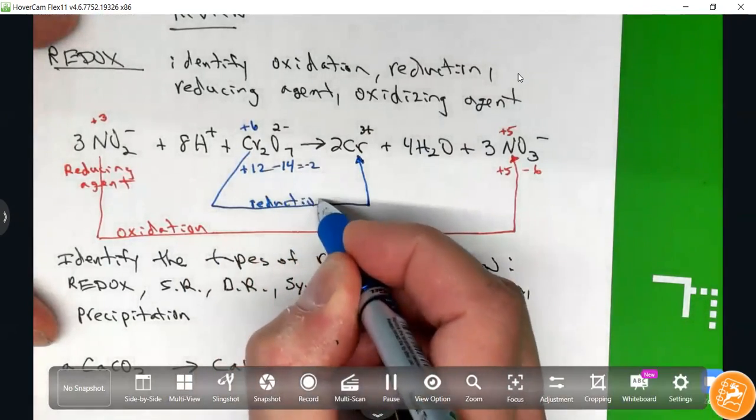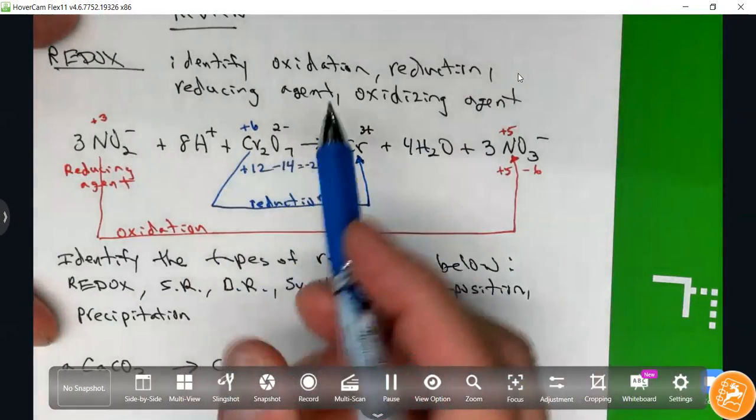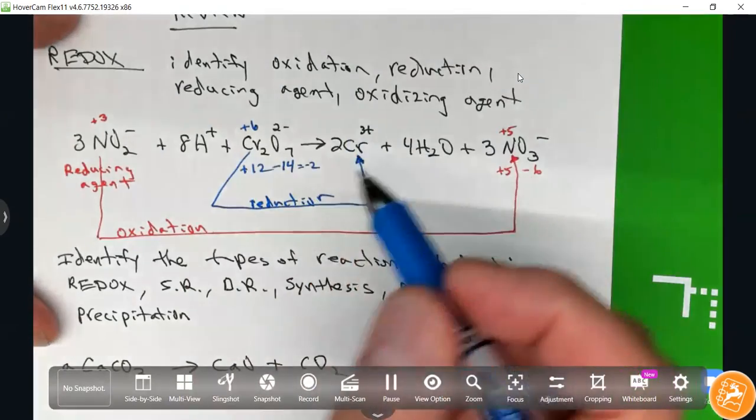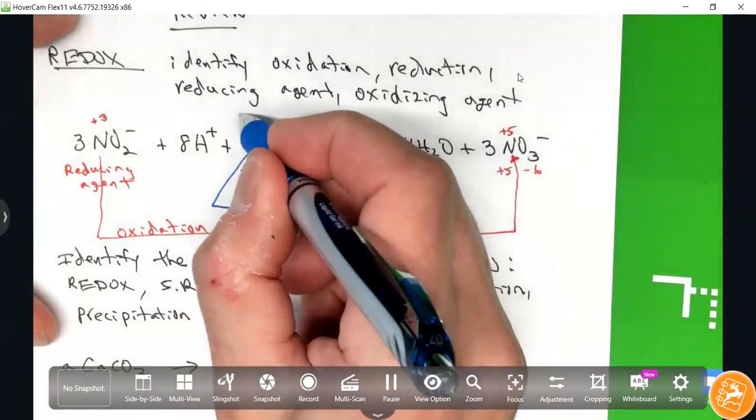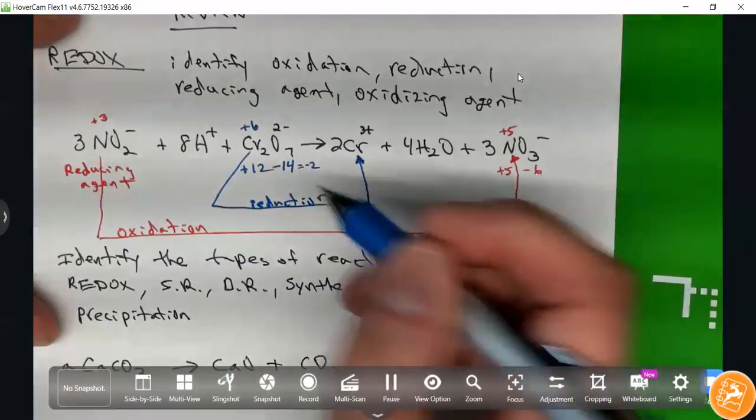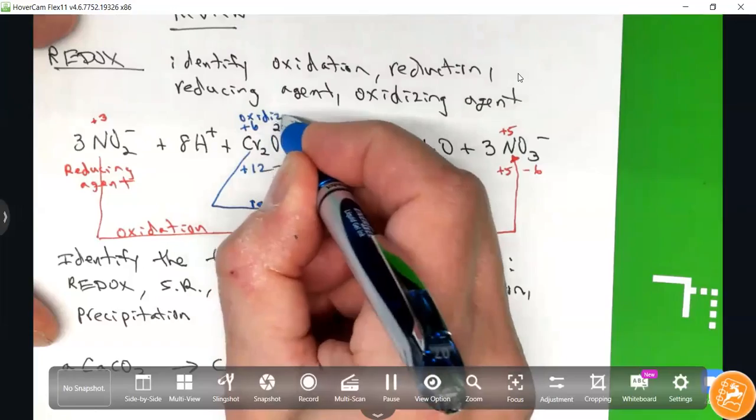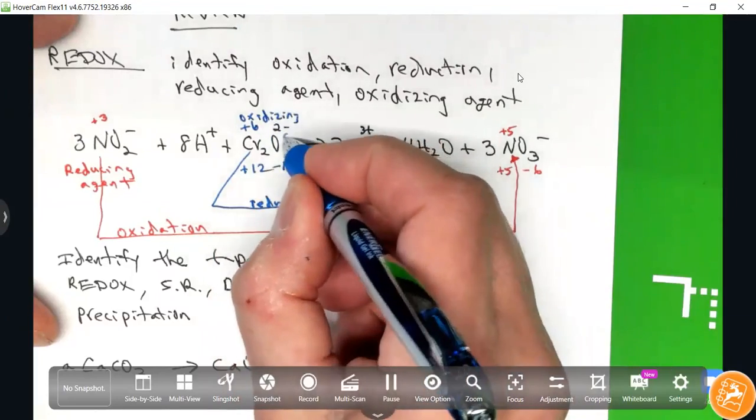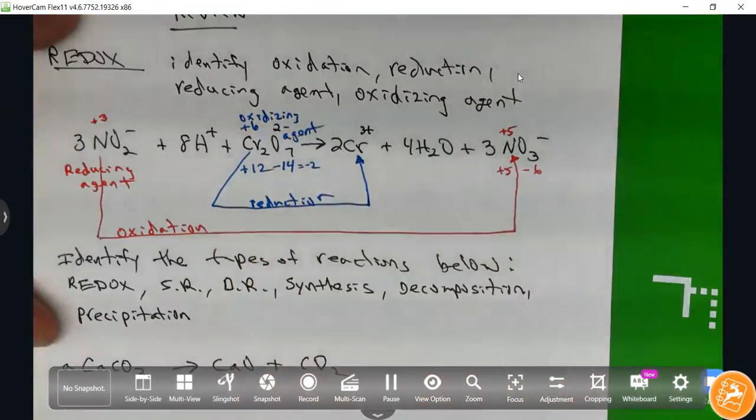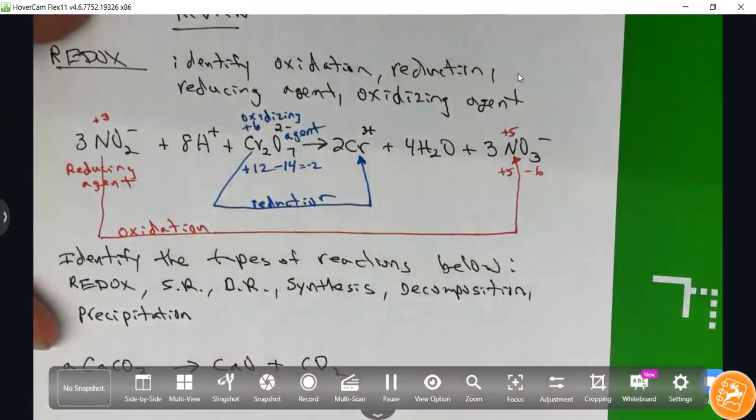And then our Cr2O7 is going to be our oxidizing agent. I'll put oxidizing agent here. So that's a little bit of review of oxidation reduction.